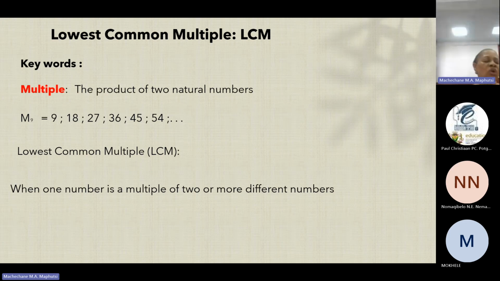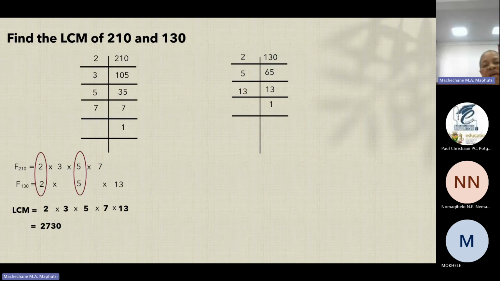But now, if you look for the lowest common multiple, what are you looking for? The lowest common multiple is when one number is a multiple of 2 or more different numbers. In our case, as you're going to see, we're going to use 2 numbers, 210 and 130. I'm using the very same numbers, 210 and 130, so that you can see the difference between highest common factor and determining the lowest common multiple.